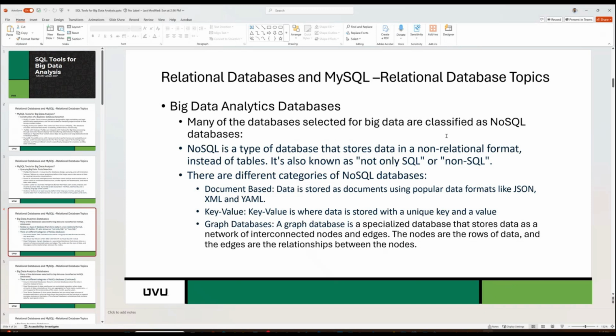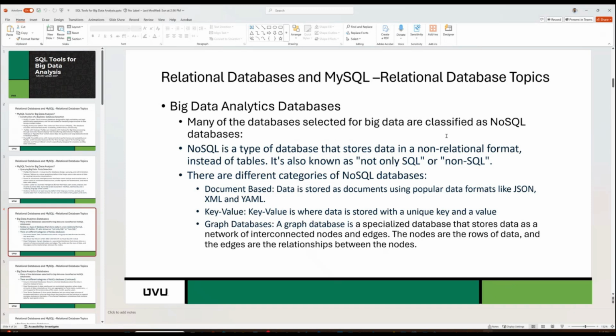And there are different categories of NoSQL databases. There are document-based ones, which would be like MongoDB, which stores data in semi-structured data like JSON, XML, or YAML. You have key value, which means you have a unique key, 1 = Craig, 2 = Joe, 3 = Jane, simple key value. You have graph databases, which are fascinating to me.